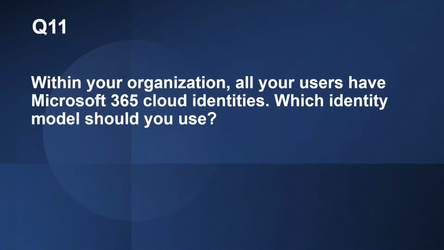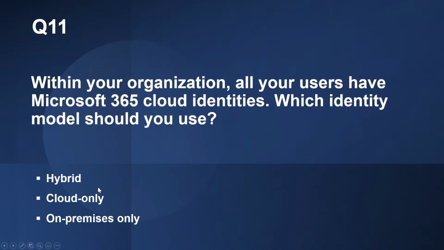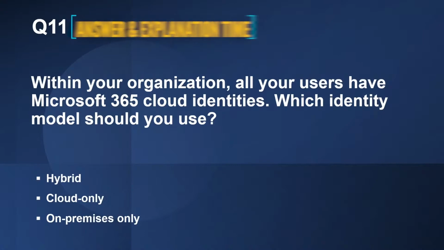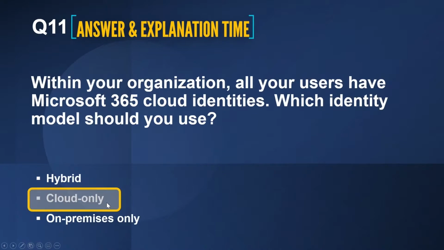Question number 11. Within your organization, all your users have Microsoft 365 cloud identities. Which identity model should you use? The options are hybrid, cloud only, and on premises only. Since all your users have Microsoft 365 cloud identities, the answer is cloud only. When all your users have cloud identities, you should use the cloud only model.